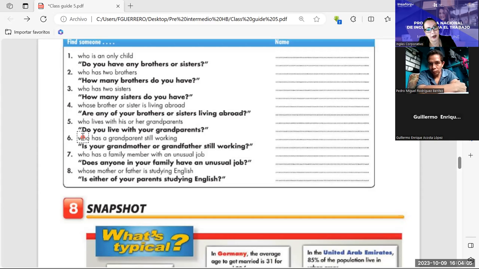Is your grandmother or grandfather still working, Pedro? No, they aren't. Okay, what about you, Guillermo? Is your grandmother or grandfather still working? No, they aren't. No sé cómo decir, pero in houses. They are retired. No work, no job. Okay.